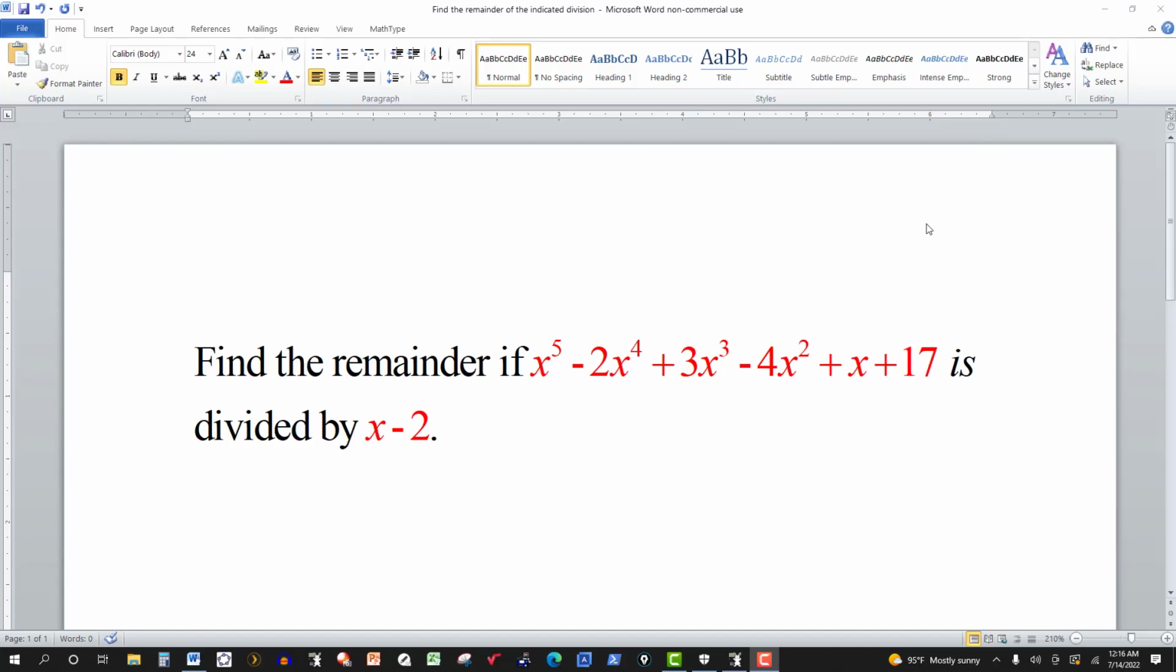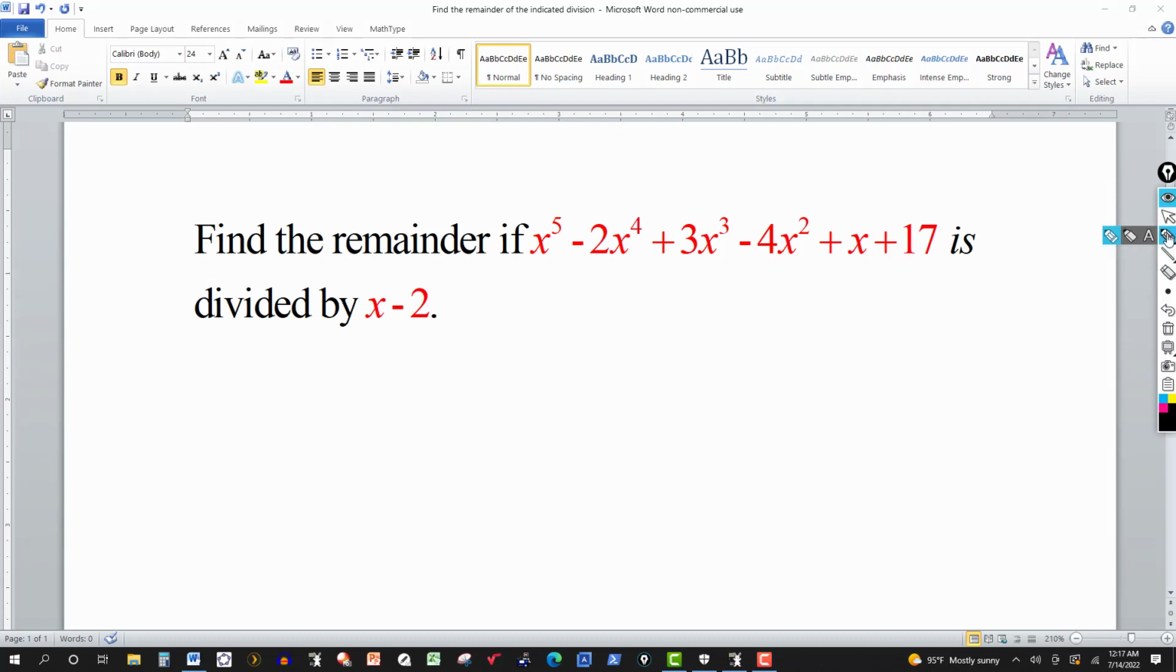In this video, we want to find the remainder if this fifth degree polynomial is divided by the binomial x minus 2. And we're going to look at three ways in this video. You can try it and just give whatever way you know, and then I'll come back.